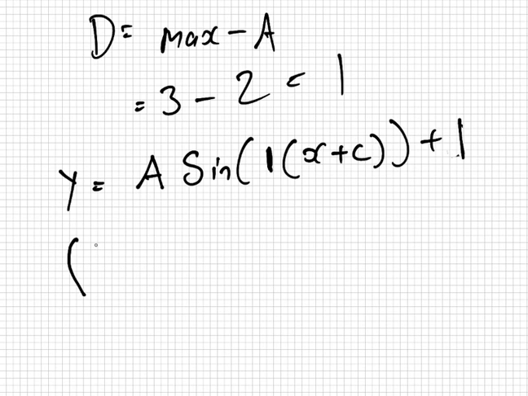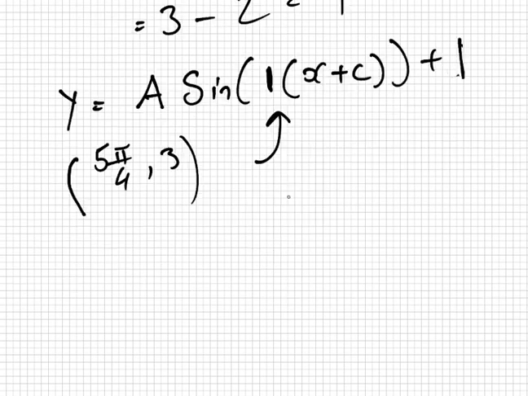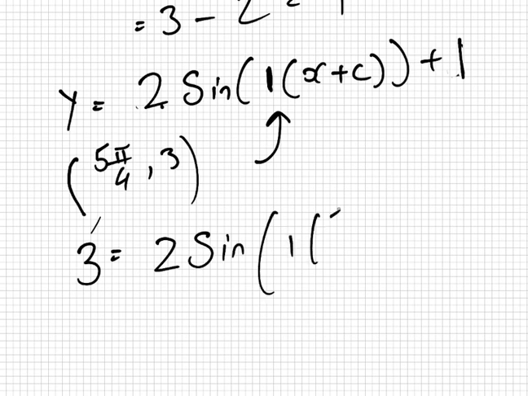Substitute in a point. The point I'm going to substitute, if you look at the graph, is 5 pi over 4, 3. If you look at the graph, you can see that's a point on the graph. I'm using the maximum, that's right. But of course there are other points to use. I'll just use that one. So if I sub this in, I know the A as well. What was the A? 2. If I sub this in, I get 3 equals 2 sine 1 x plus c plus 1.